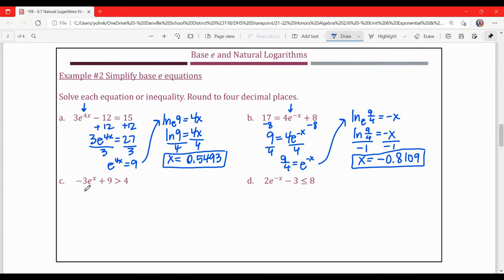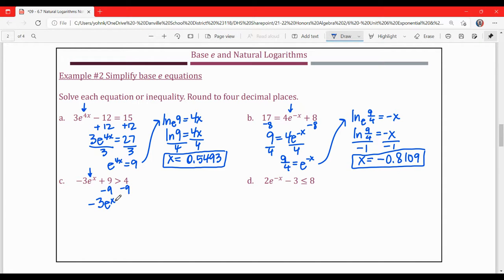All right, if I introduce inequalities in C and D, the only thing I have to remember is that when I multiply or divide by a negative number, that switches the inequality. Other than that, I solve like normal. So I need to get the e^x alone. So I'm going to subtract 9 from both sides.